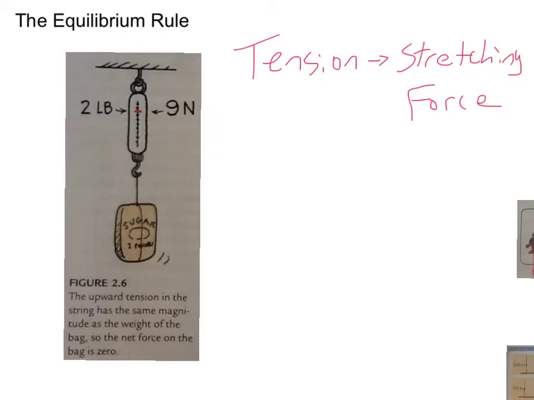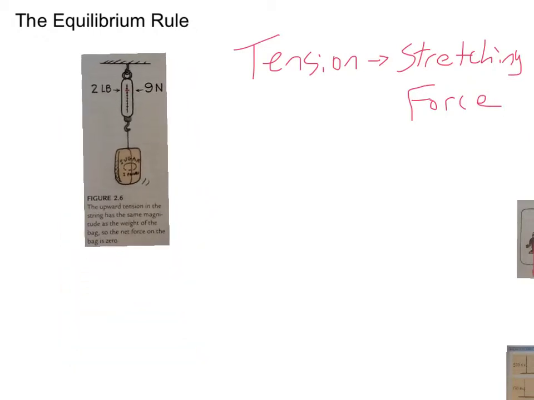If we were to hang a bag of sugar twice the size, or twice the mass of this bag of sugar, the English side would read 4 pounds. This would read 18 newtons. And something to pay attention to is that our sugar is under the influence of 2 forces. We have this upward force of 9 newtons that we're calling the tension. Then it's also got this downward force from Earth pulling it down, and we call that weight.